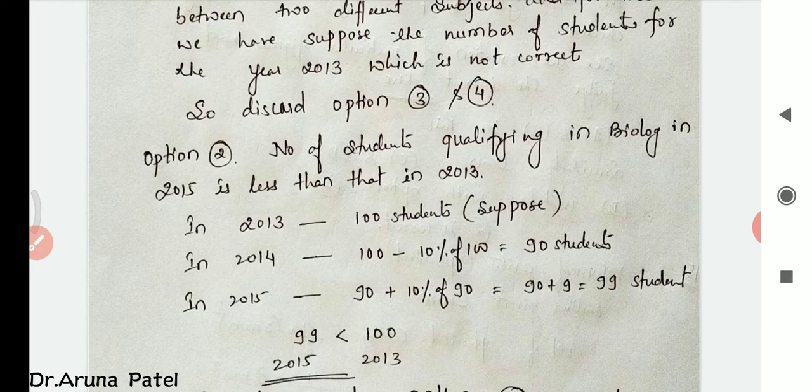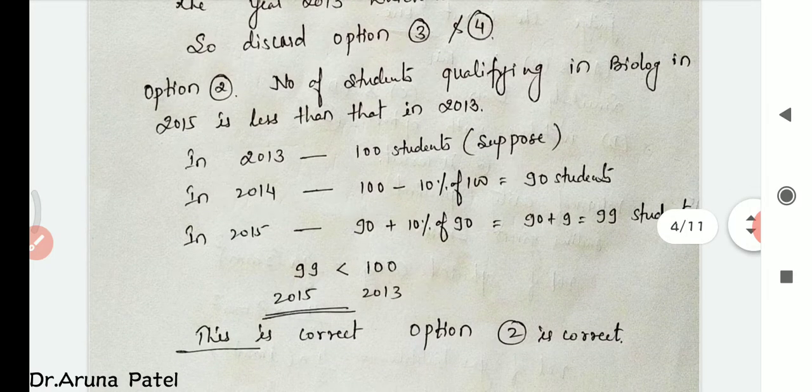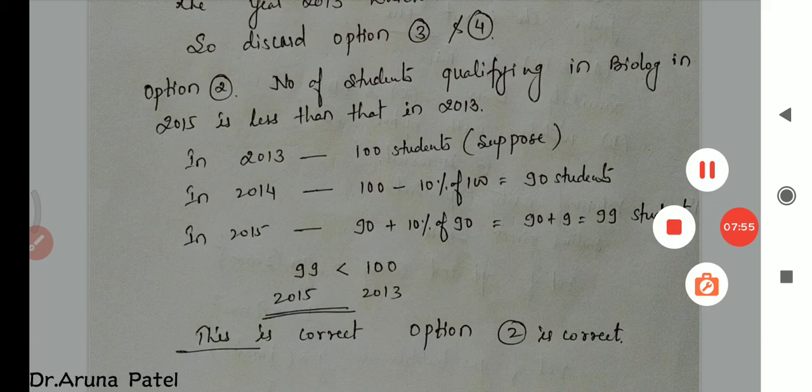So it is given that the number of qualifying students in biology in 2015 is less than that in 2013. Yes, this is correct. In 2015, 99 students passed, but we supposed 100 students in 2013. Then we get the lower value in 2015. So this is a comparison between two different years for the same subject. This is the logical inference that can be drawn, and it is given in option number 2, which is the correct answer for this question.